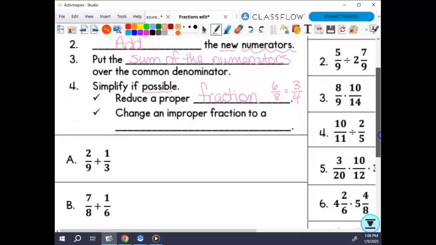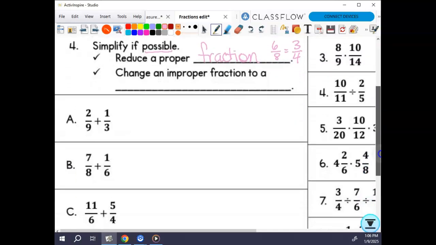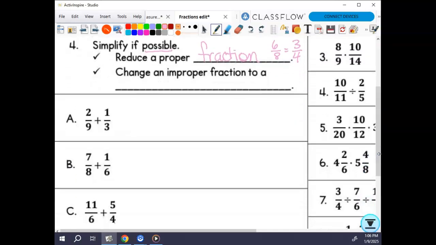And then this is the step that I don't truly believe in for everything that we ever have to apply this to, but who knows when you might have to do it. So we're going to kind of look at both. But it says change an improper fraction to a mixed number.